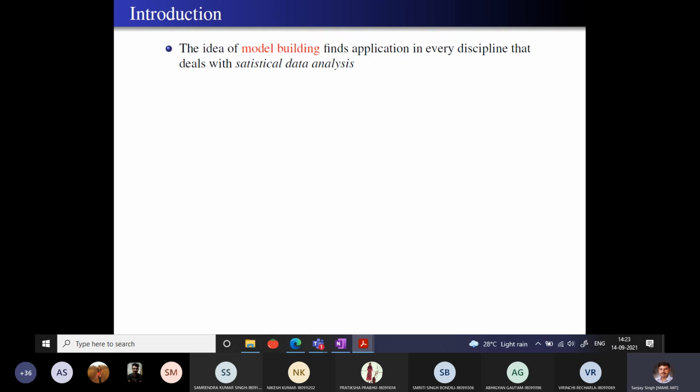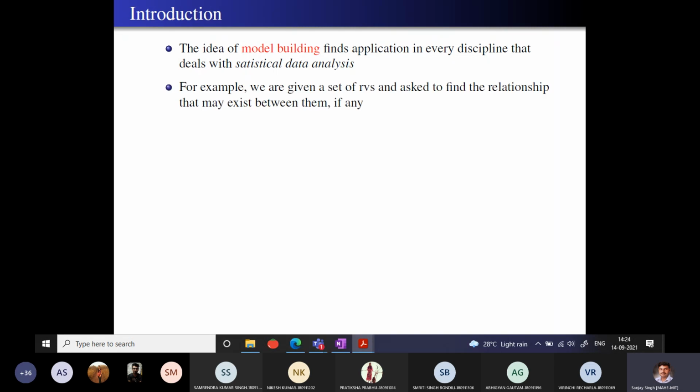The idea of model building finds application in every discipline that deals with statistical data analysis. When I say statistical data analysis, it means you have observed certain events and you know that when this attribute is there, this event happened. Many things are observed, but you're not able to find what causes this. So this data is very statistical in nature. You don't know why it's statistical and stochastic, because you're not very sure how it has been modeled. Wherever such things are there, model building is very much part of it.